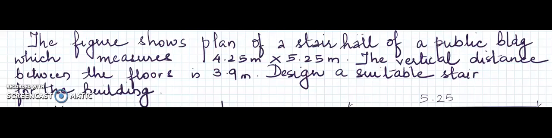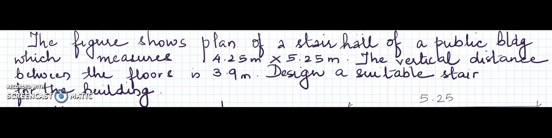Okay, so we're taking a case of a different type of staircase now. The problem statement is displayed on the screen. The figure shows a plan of stair hall of a public building which measures 4.25 by 5.25. Vertical distance between the floors is 3.9. Design a suitable staircase for the building.